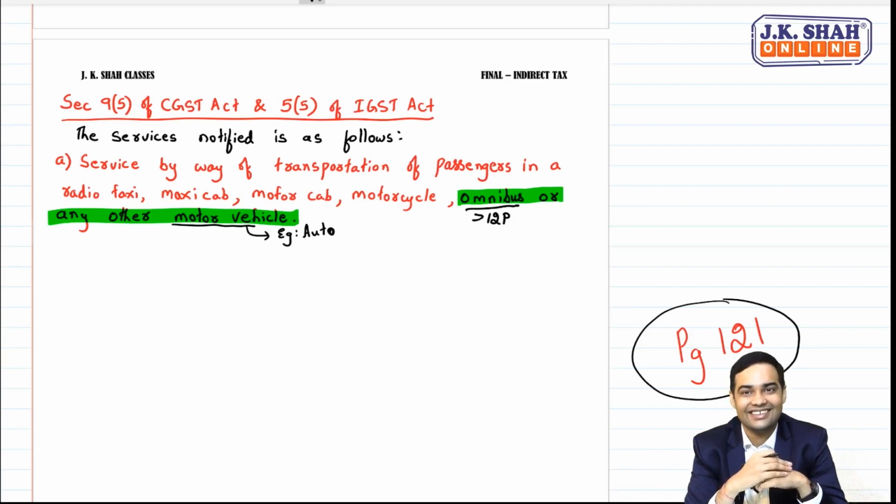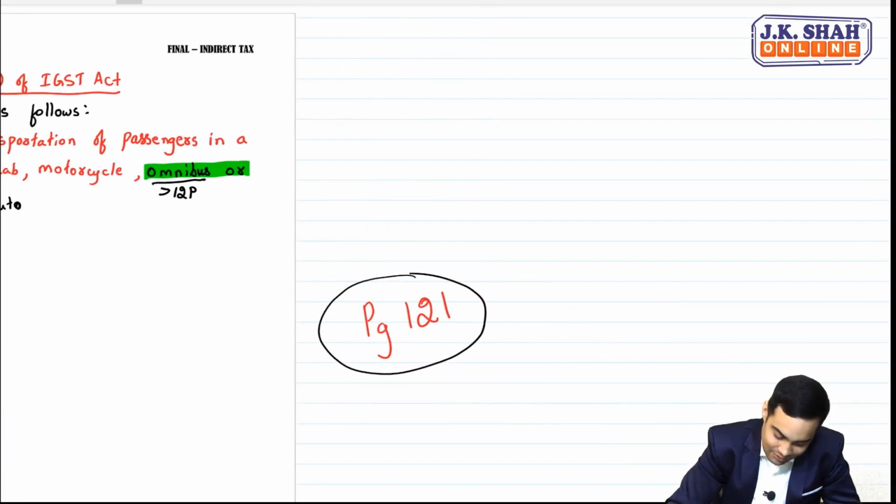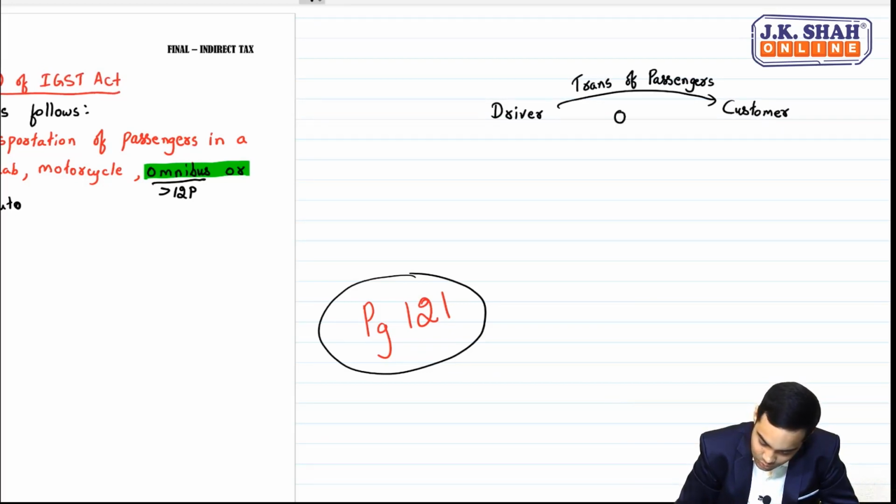9.5. Clear? Okay, there are a few more entries. Let me just show you a small example of this, then I'll take it forward. There's a driver who is providing transportation of passengers to a customer through Ola.